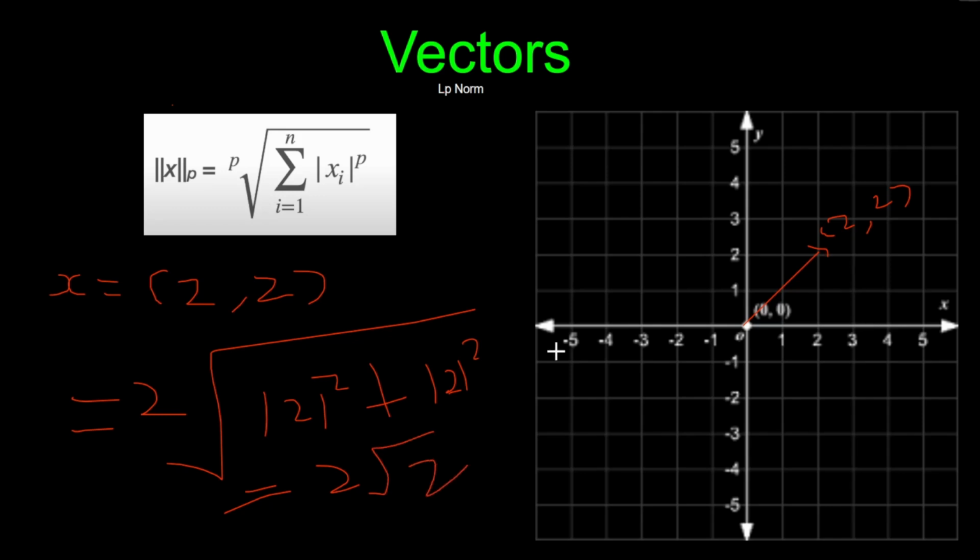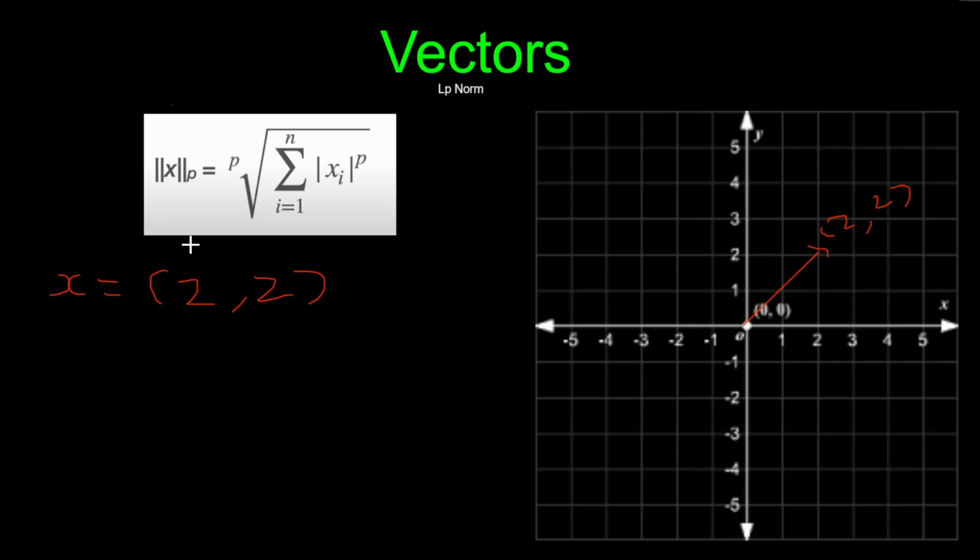So 2 root 2 is nothing but the L2 norm, which is nothing but Euclidean distance. This is 2, this is 2. If you apply the Pythagoras theorem, this is 2 root 2. So we got that. So now we're going to try to find the L1 norm. In order to find the L1 norm, we're going to put the value of P as 1 here. So if we do that, we will typically get the Manhattan distance.